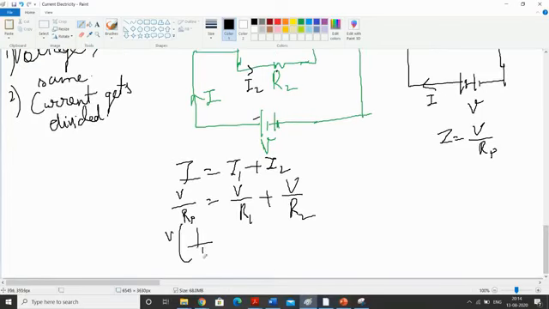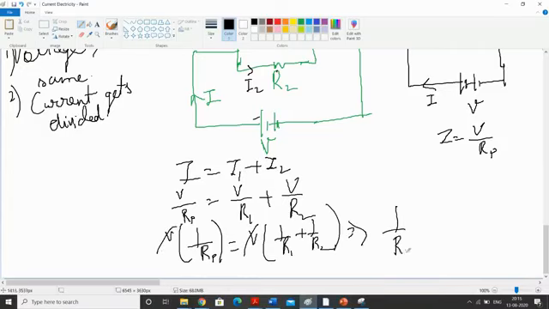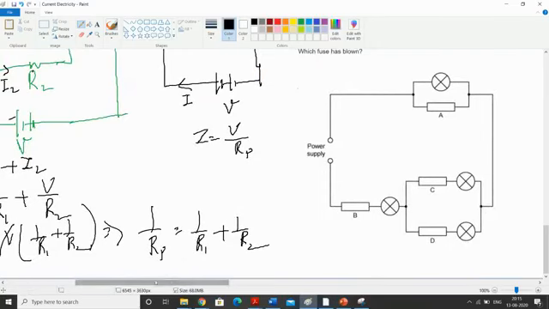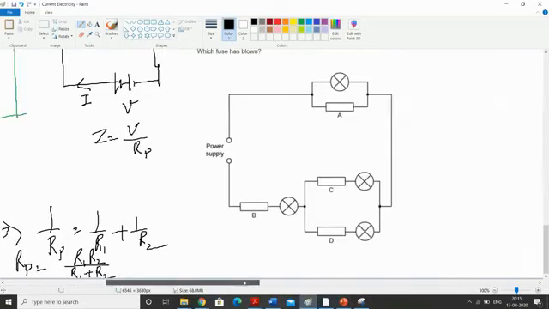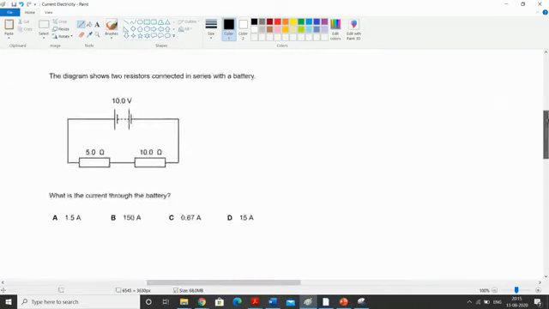So you can take V common: V over Rp is equal to V times (1 over R1 plus 1 over R2). V gets cancelled out and you get 1 over Rp as 1 over R1 plus 1 over R2. If you take the LCM and simplify this, and then make Rp the subject, you will get Rp as R1 R2 over R1 plus R2. Let's solve some questions.